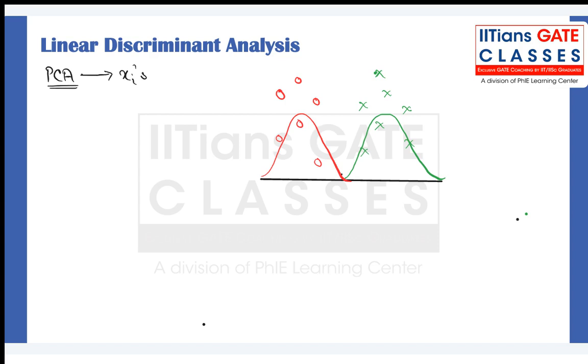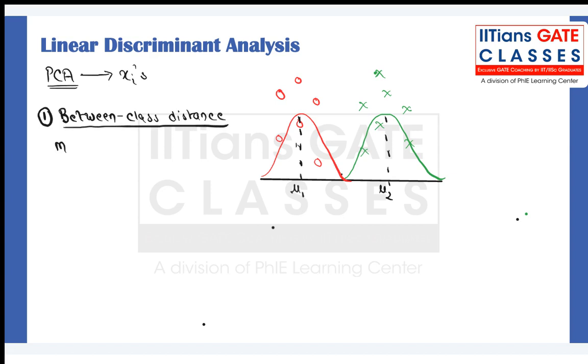Now, how does LDA try to find this line? It considers two different scenarios. One, it calls the between class distance, which means this has a mean mu1 and this has a mean mu2. So between classes omega1 and omega2, with means mu1 and mu2, what is the distance? It tries to maximize the distance, the separating means.